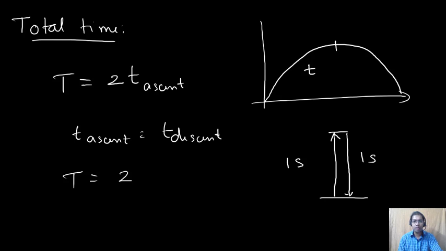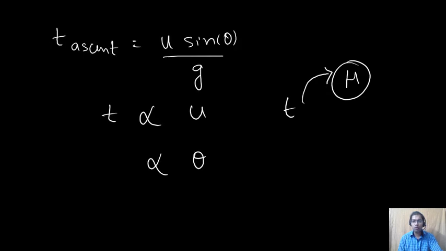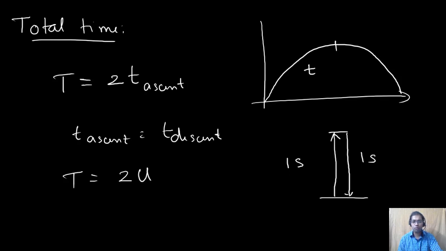Now what is time of ascent? Previously we derived it as u sine theta by g. So this is 2 times u sine theta by g. So this is the total time that has been taken for the projectile to start from, let's say, point A and reach point B.